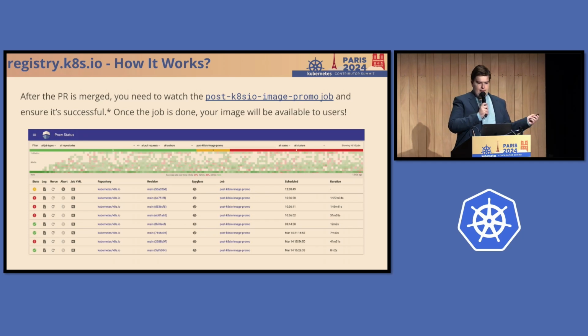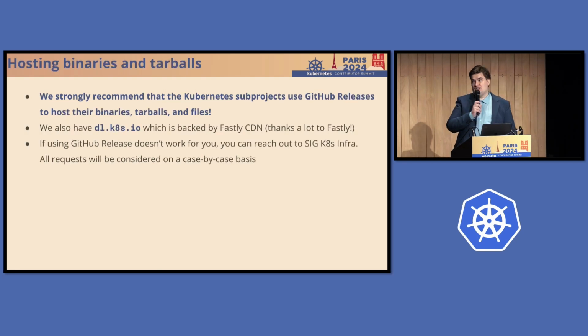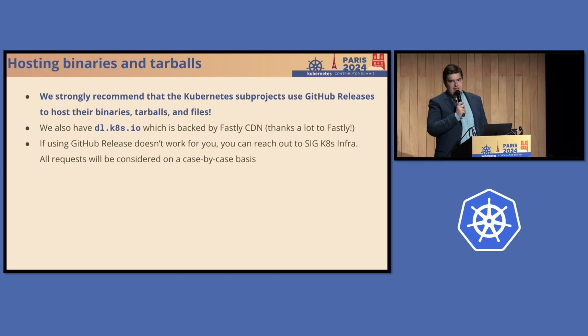Now, that was about container images. Now let's talk a little bit about binaries and tarballs. I actually don't have a lot to talk about there. At this time, we strongly recommend that the Kubernetes subprojects use GitHub releases to host the binaries, tarballs, and files. There are many reasons for that, but this is the recommended way at the moment.